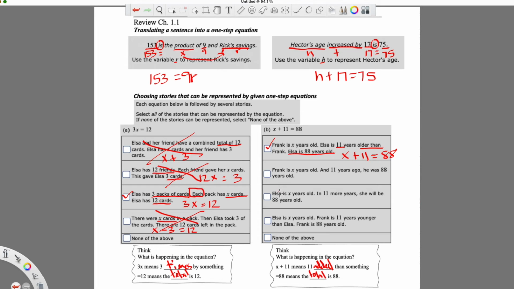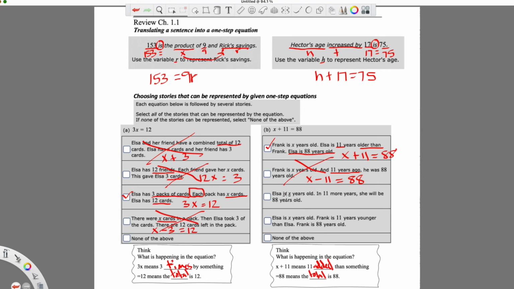Frank is X years old, and 11 years ago, he was 88 years old. So with this one, here he is now, and if I subtract 11 from that, because it's 11 years ago, it's in the past, he was 88. So we have the correct total, but we're not having the correct operator here, so this one does not work.